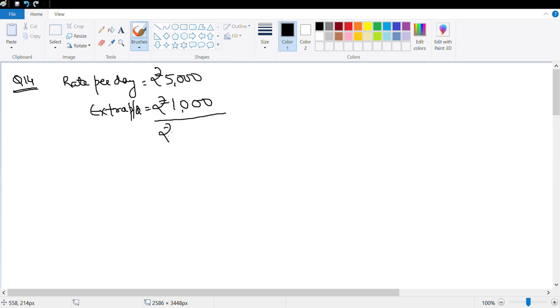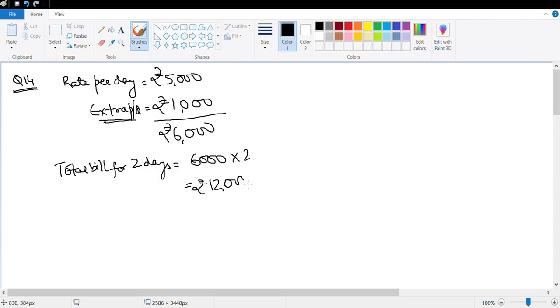So then this becomes 6,000. This happened on the same day, which means 6,000 is the money that he paid each day. How much GST at the rate of 28% is charged by the hotel in the bill to Mr. Malik for both the days? So total bill for 2 days will be equal to 6,000 into 2, which is rupees 12,000. Now what will be the GST? GST is calculated at 28%. So GST will be equal to 28% of 12,000.